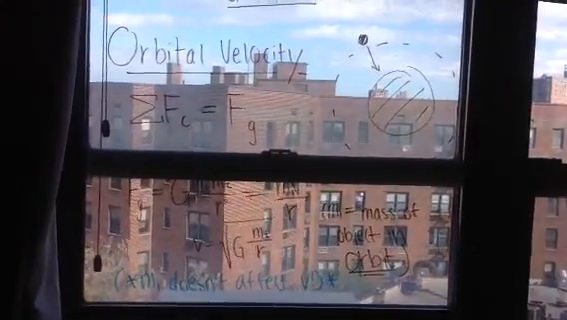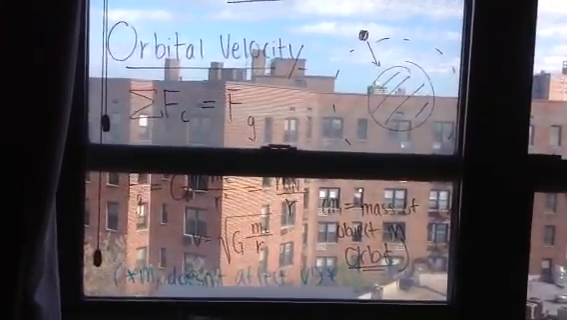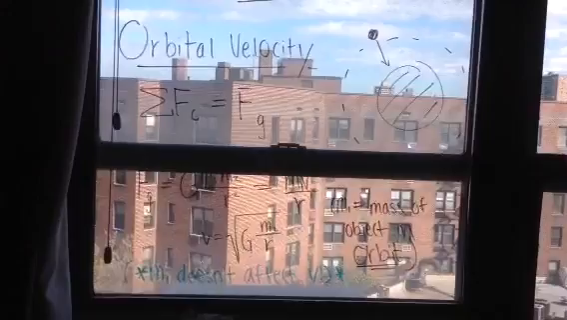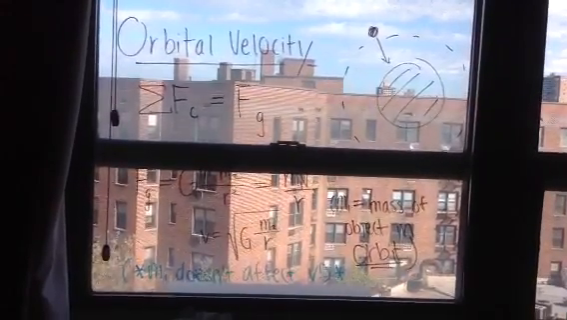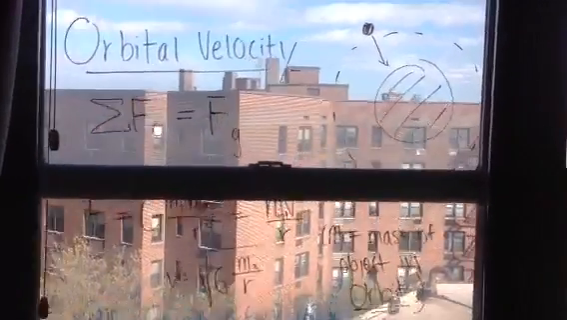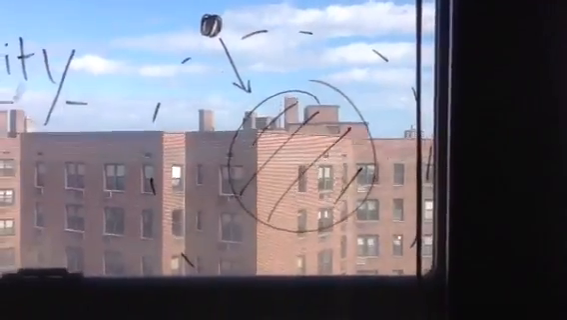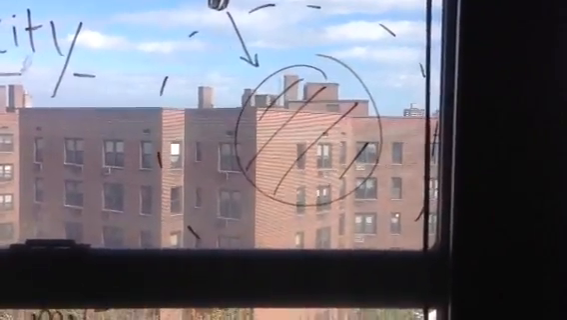Now let's move on to orbital velocity. From what we learned about centripetal force, we can derive the equation for orbital velocity. Here's how you do it. Picture Earth and a rock orbiting Earth.